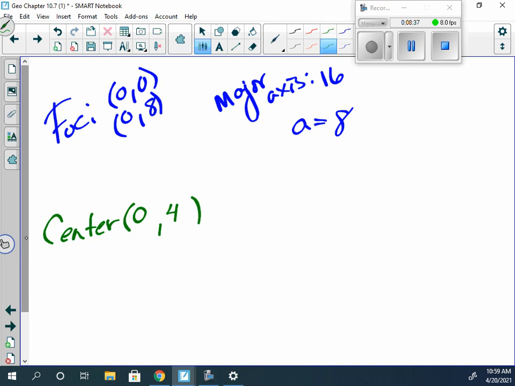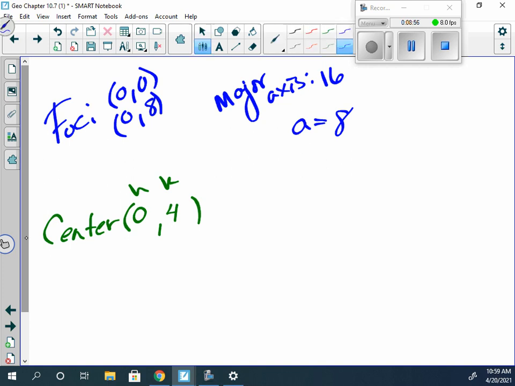Because we can add the two x values together and divide by 2. Well, 0 plus 0 is still 0, divided by 2 is 0. 0 plus 8 is 8, divided by 2 is 4. So our center is 4, which really tells me h and k.